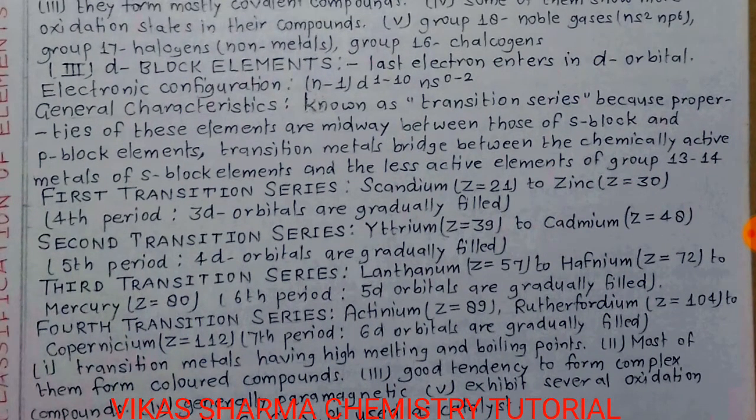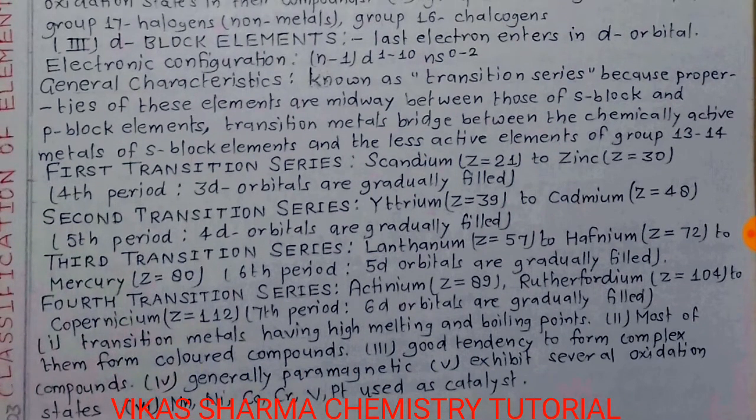So student, there are series. The first transition series is scandium to zinc, fourth period, where 3d orbitals are gradually filled. The second transition series, yttrium Z39 to cadmium, fifth period. The third transition series, lanthanum Z57 to hafnium through mercury, sixth period, where 5d orbitals are generally filled. The fourth transition series, actinium, rutherfordium to copernicium, seventh period, where 6d orbitals are generally filled.